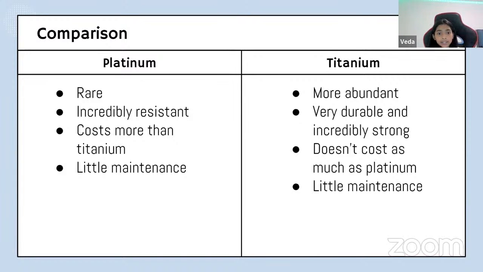Comparison between platinum and titanium. Platinum is incredibly rare, while titanium is more abundant and you can find it in many different places. They're both very durable and incredibly resistant to many things. Platinum costs a lot more than titanium, mostly because it is more rare and it's found only in specific areas. They both require very little maintenance.